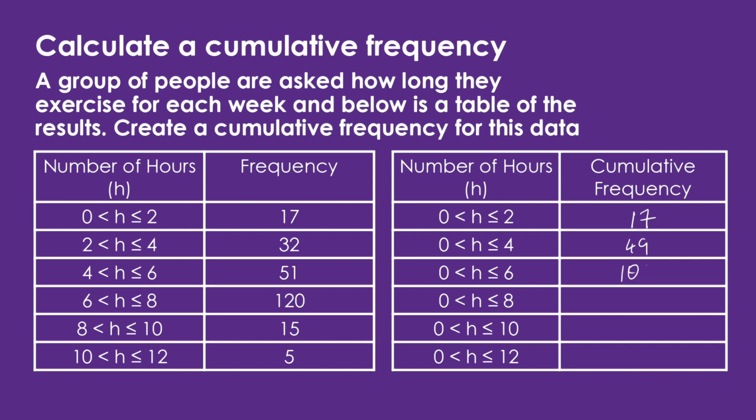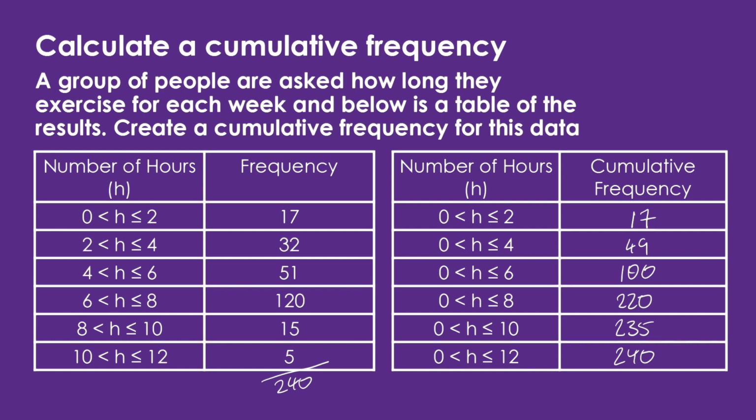Greater than 0 and up to and including 6 will equal 100. Greater than 0 up to and including 8 will equal 220. Greater than 0 up to and including 10 will equal 235. And lastly, greater than 0 up to and including 12 will equal 240. If we check with the total of the frequency, we can find that it adds up to 240. So this works as a double check for us. This is the creation of our cumulative frequency.